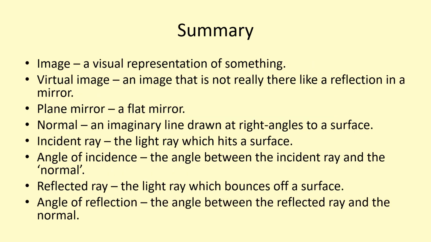Here's your summary. An image is a visual representation of something. Virtual image is one that is not really there, like a reflection in a mirror. A plane mirror is a flat mirror. Normal is an imaginary line drawn at right angles to a surface, in this case a mirror. We'll talk more about normals next lesson.